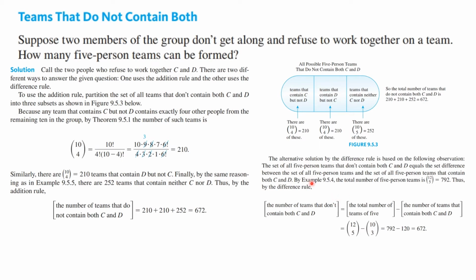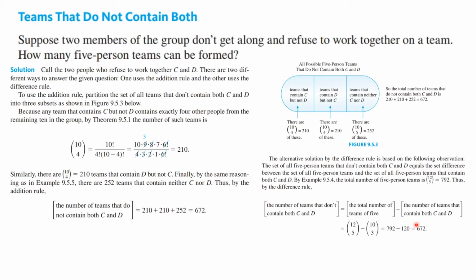An alternative solution by the difference rule is based on the following observation. The set of all 5-person teams that don't contain both C and D equals the set difference between the set of all 5-person teams and the set of all 5-person teams that contain both C and D. This may be easier for some of you to think about it that way.